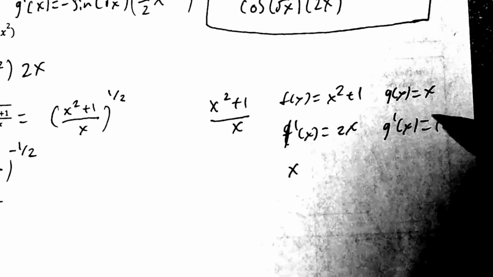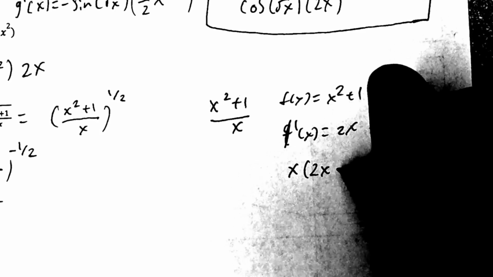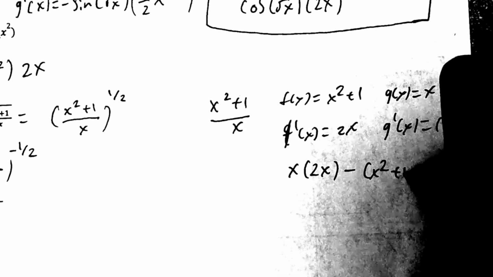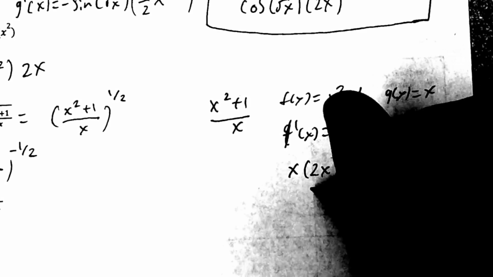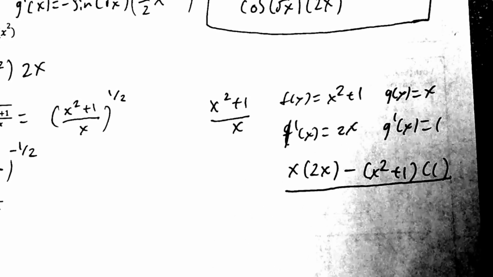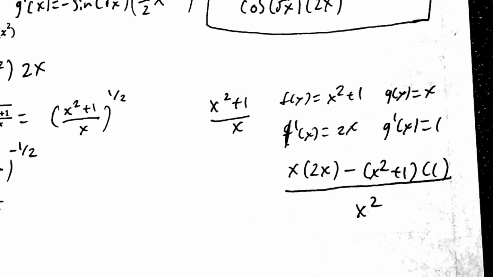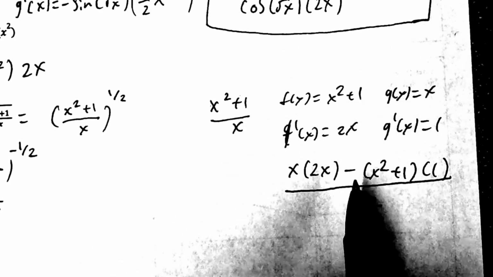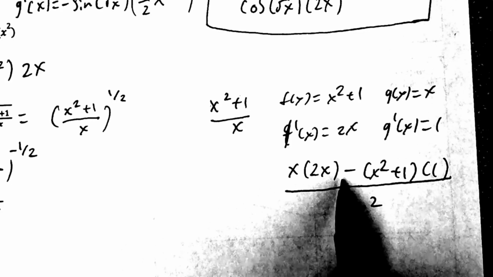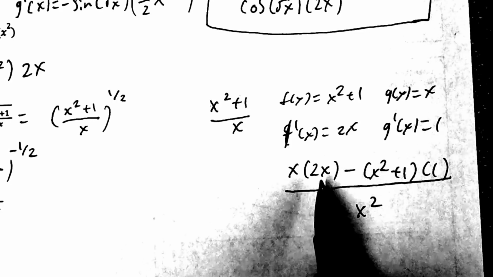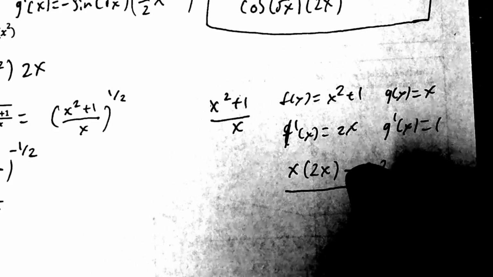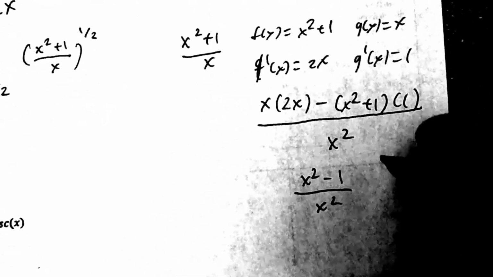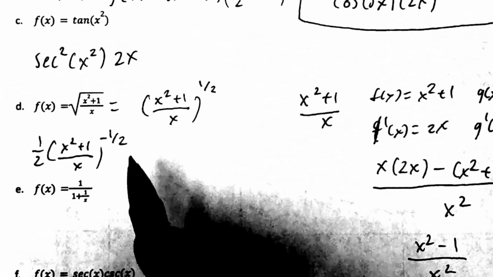x times 2x minus x squared plus 1, all over x squared. So I can actually simplify this. That's going to be 2x squared minus an x squared minus a 1. So we're going to get x squared minus 1 over x squared. That's what that simplifies to. And that's what we're going to put right here.